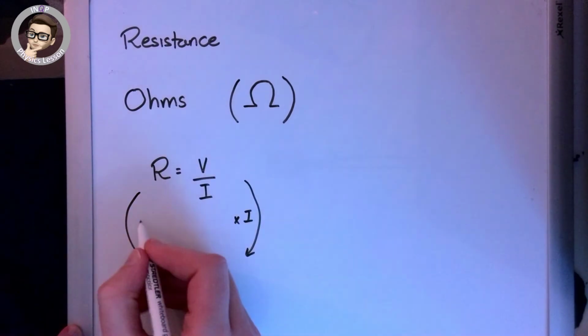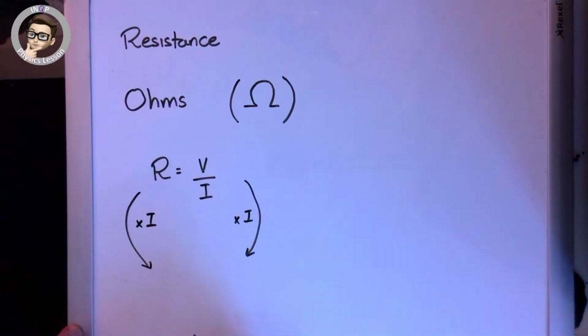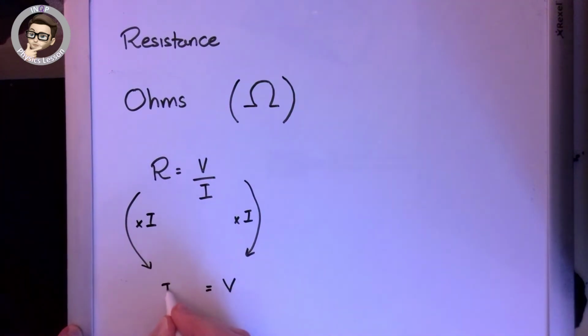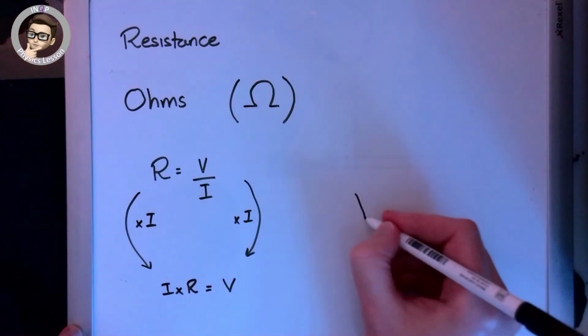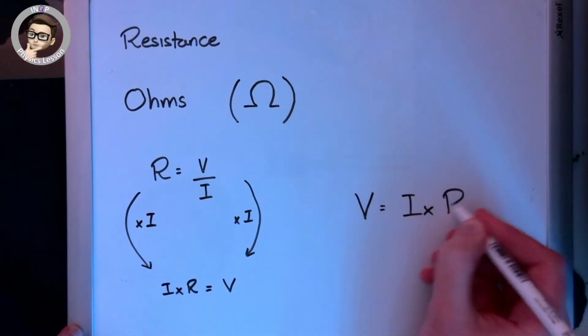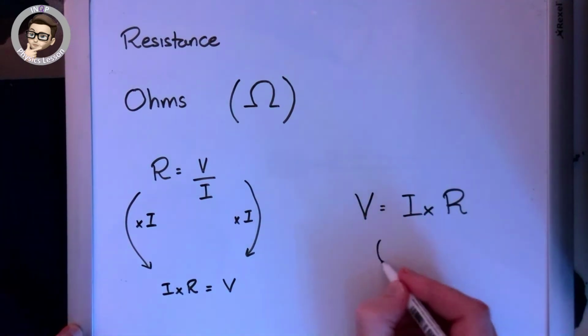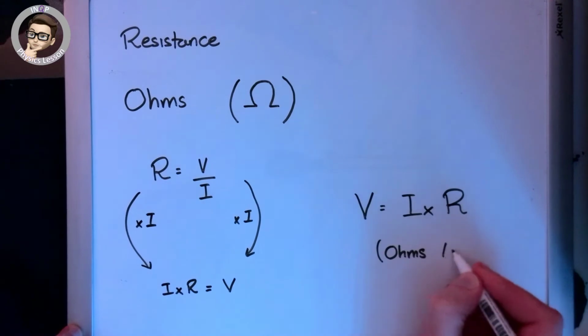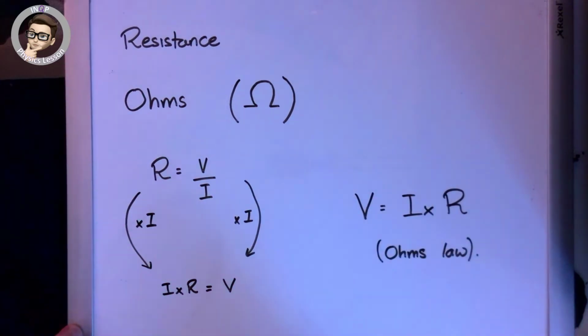So we'll multiply that side by I, we'll multiply that side by I, so we'll be left with V on its own is equal to I times R, and this equation, V equals I times R, is probably how you'll see it, because this is also known as Ohm's Law. So quite an important equation to use.